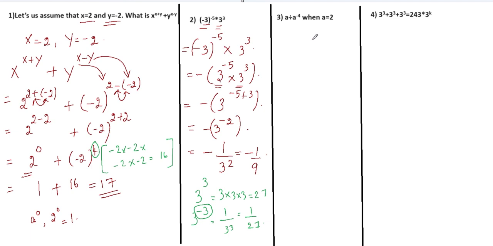Fine. Now let's go to the third question. So a divided by a power minus 4. This is what they have given in the question, and they are giving you an assumption stating that a value is 2. So let's take 2 divided by 2 power minus 4. Okay. So what is 2 divided by 2 power minus 4?